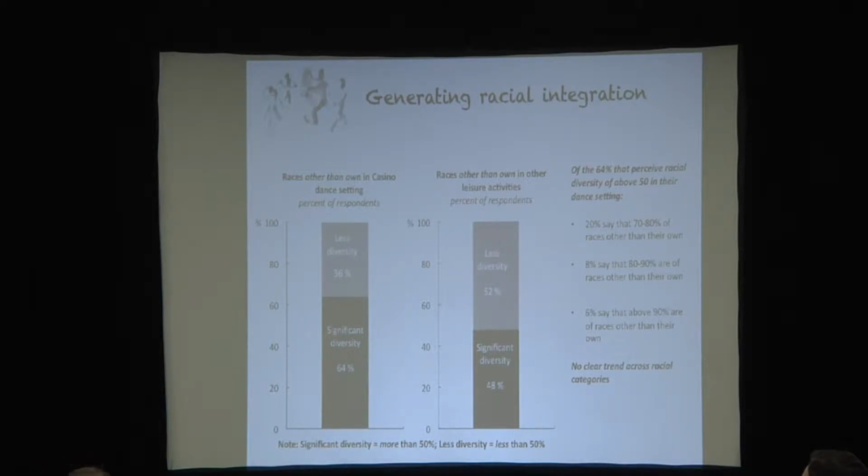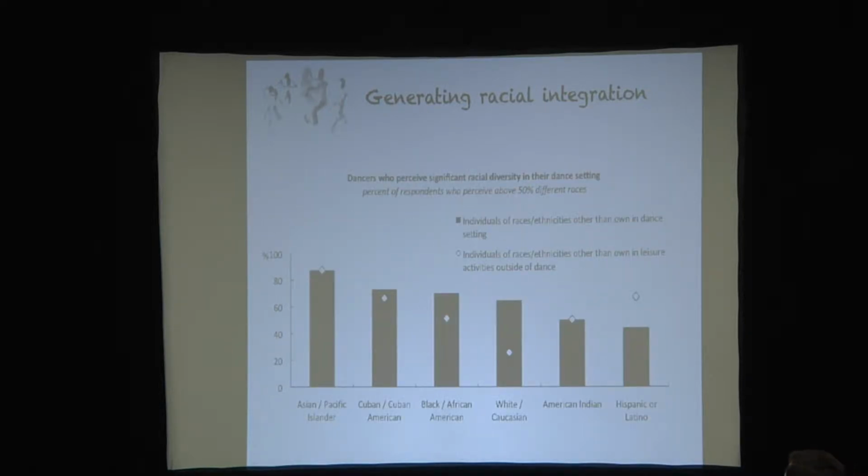And so here what we see is that 64% of individuals have reported significant diversity in their dance setting, and that's compared to only 48% in other leisure activities outside of dance. Now, of that 64%, 1 in 5 is saying that 70 to 80% of individuals are of races other than their own. What's interesting about this is that there aren't any clear trends when we look across racial categories. The two that really stood out to me that are quite interesting are for individuals who self-identified as white and Caucasian versus Hispanic or Latino.